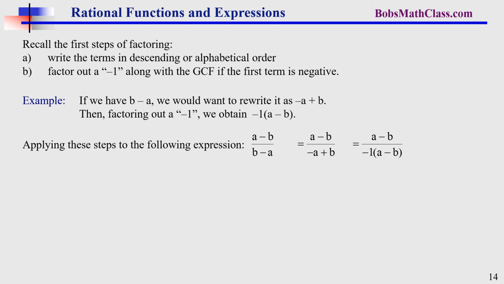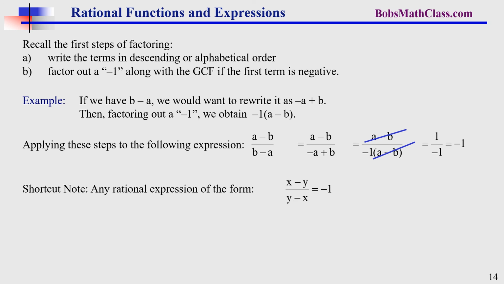Now, the A minus B's will cancel. So what's left on top if everything cancels on top? Yeah, you have to put a 1 up there. So 1 over negative 1, that would equal negative 1. Okay, so a little shortcut. Anytime you have x minus y over y minus x, it's always going to be negative 1. So if you want to use that shortcut, and if your teacher doesn't mind, go for it.